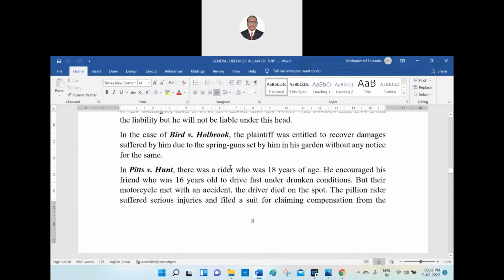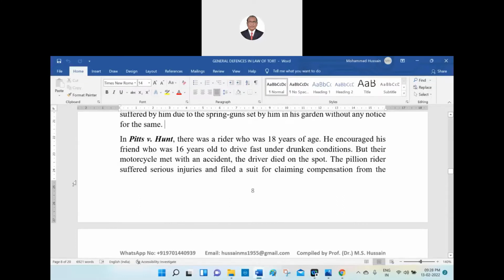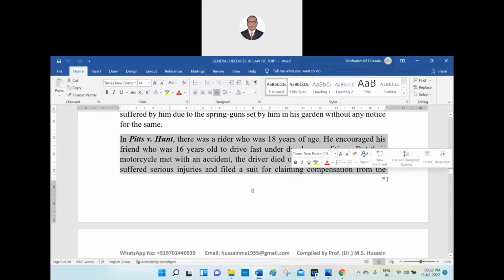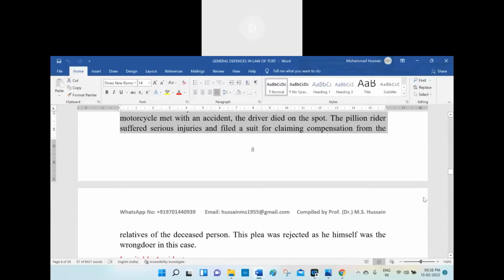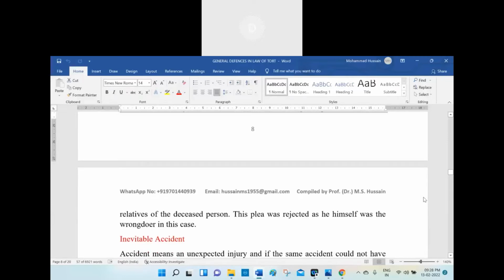Okay, now let us see the next case law. Yes, can anyone read this case law? Pitts versus Hunt case law. Read. Unmute and read. In Pitts versus Hunt, there was a rider who was 18 years of age. He encouraged his friend who was 16 years old to drive fast and under drunken conditions, but their motorcycle met with an accident. The driver died on the spot. The pillion rider suffered serious injuries and filed a suit for claiming compensation from the relatives of the deceased person.